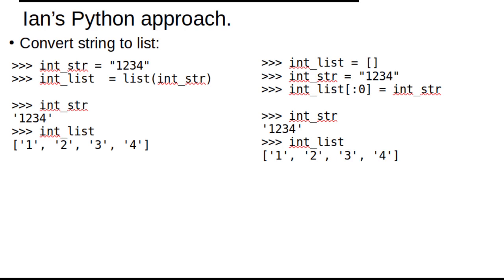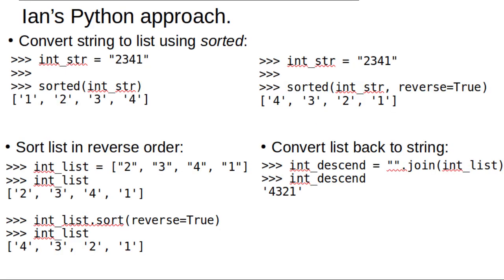Okay, and then what was another one? Once it's in a list, you can sort ascending, or you can do a sort with reverse equals true and get sort descending. And over here, what have we got? You can use sorted. And then having made a string into a list, rather, you can join it all back up and get a string back. So that's that way.